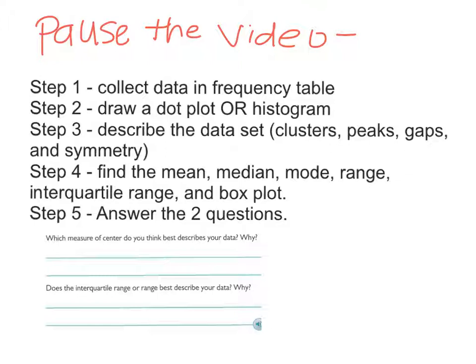But you need to collect the data on a frequency table. You need to draw a dot plot or a histogram. Then you're going to describe the data set in your words, including things like clusters, peaks, gaps, and symmetry. You'll want to find the mean, median, mode, range, interquartile range, and draw a box plot, and then answer the 2 questions.